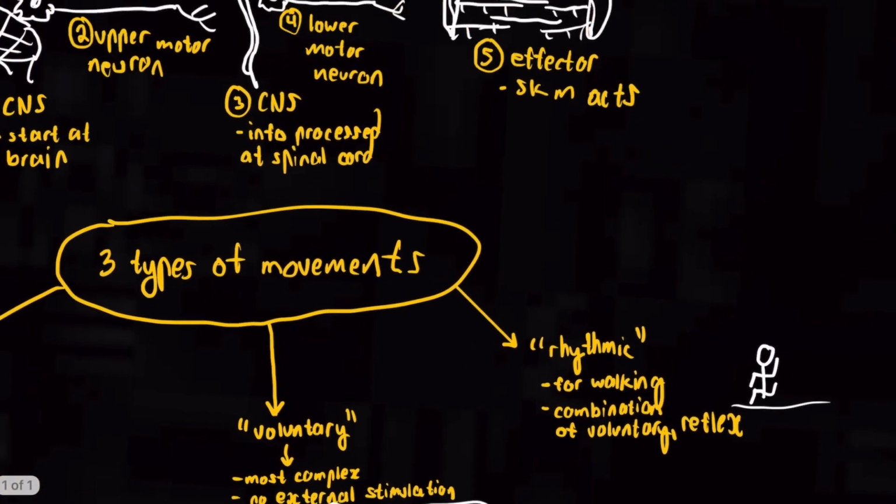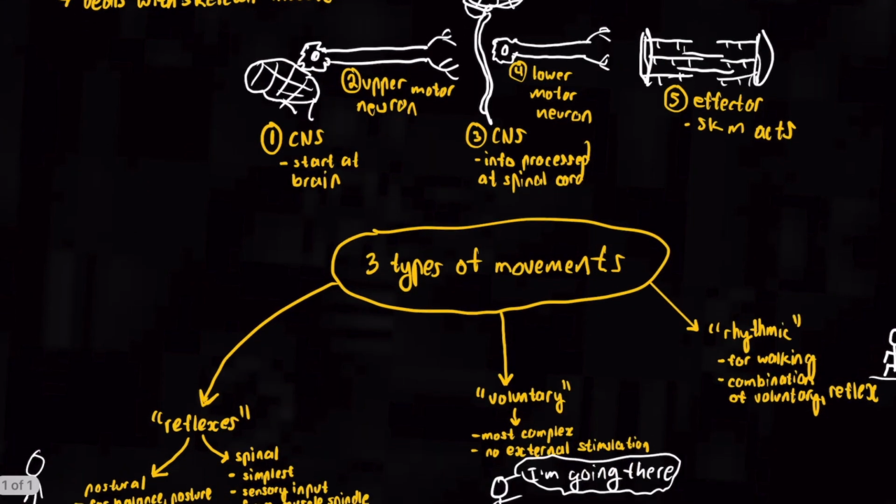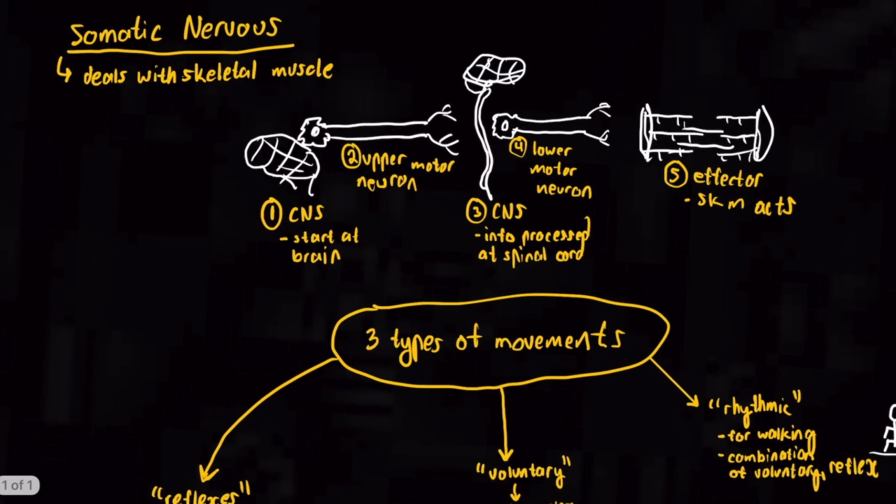So I hope that gives us a simple introduction to the somatic nervous system, which is a component of our efferent nervous system, the one that deals with sending signals to act on an effector. And in this case, it is with the skeletal muscles.